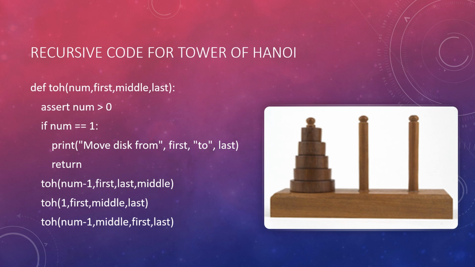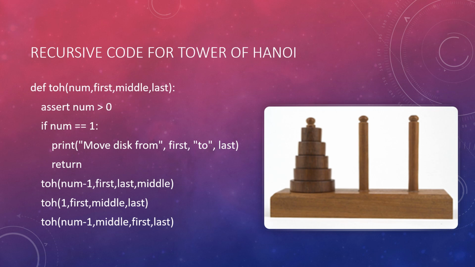But if we have more than one disk, then we call the function 3 times. We had a look at binary recursion when we were working with Fibonacci. Here, we are not calling a function twice within itself. We are calling a function 3 times within itself. First, we call TOH for num-1 and we ask it to take them from the first peg to the middle peg. Whatever peg is remaining becomes the helping peg and that is placed in the middle.